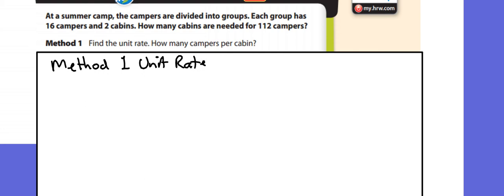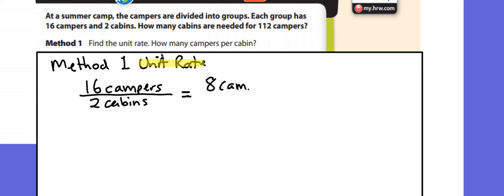So I go and reread and find the information given to you, and the basic information is that 16 campers could fit into 2 cabins. And there's some more information later in the question, but I don't actually need that yet because of what the first method is called. It's called unit rate. Right now I don't have the unit rate, so the first thing I'm going to do is quickly compute the unit rate. If 16 campers can fit into 2 cabins, I can simply divide by 2 and figure out that 8 campers are in 1 cabin.